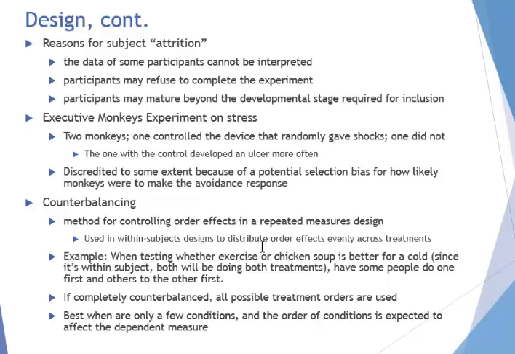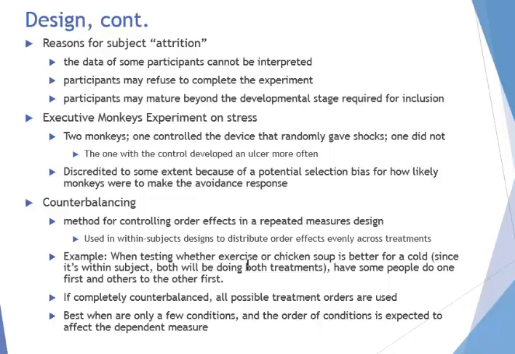Another way to prevent selection bias, or another way to prevent confounding variables, is to counterbalance. Essentially, controlling order effects in a repeated measures design. This is used in within subject designs to distribute order effects evenly across treatments. In other words, what you're trying to do is make sure that there are no differences between the times in which they are established. Here's an example. Again, without an example, it's hard to understand in the abstract.